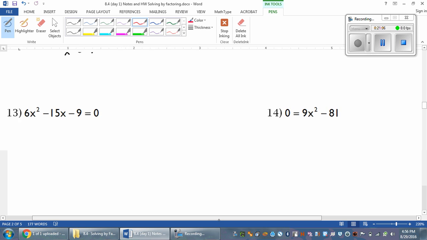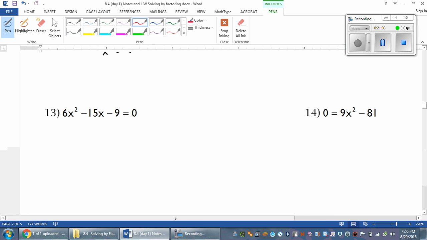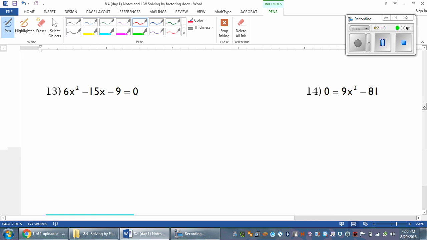Let's go ahead and do number 13. Again, the left-hand side needs to be factored. You should always check for a GCF first. Do you recognize a number that I can divide both 6x squared, negative 15x, and negative 9 by? Hopefully you're saying 3. So I'm going to divide everything by 3. Bring down the 3 in front. I'm left with 2x squared minus 5x minus 3 is equal to 0.